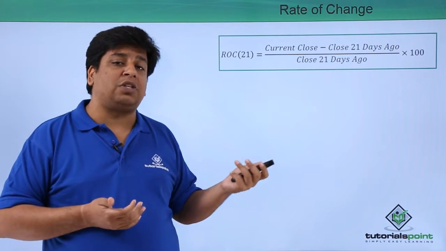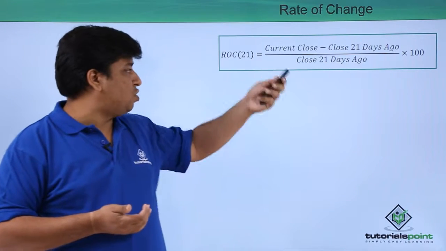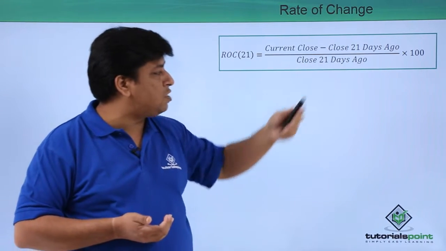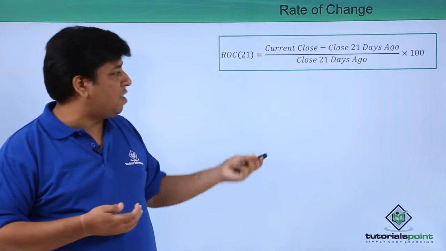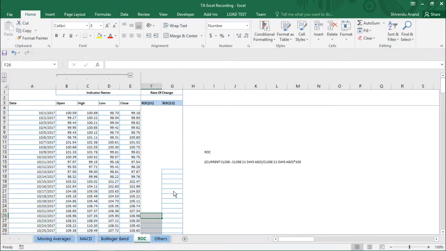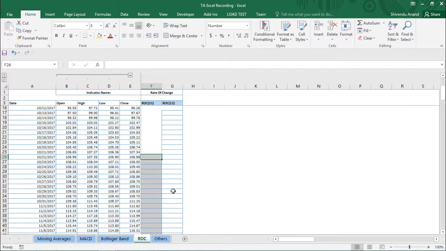Similarly, if you want to calculate it for 1 year, the formula will be for ROC of 250 days, where you will have current close minus close 250 days ago, divided by close 250 days ago, multiplied by 100. So let's see how we calculate rate of change in Excel.